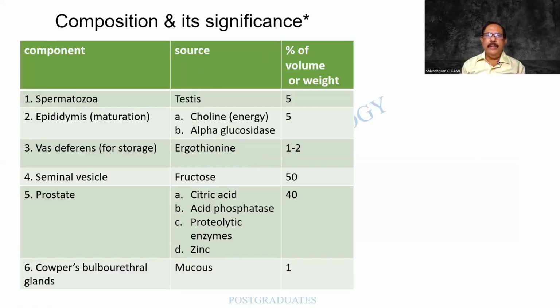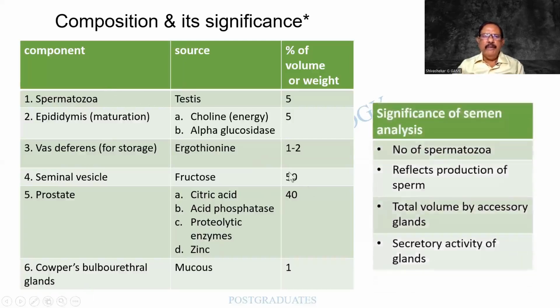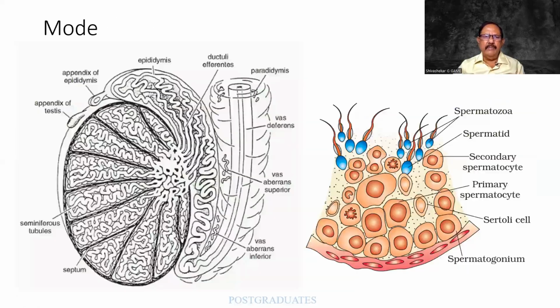This is a very important chart that you will have to write in the exam. You find that there is a component, the source, and then the volume or weight. The bulk of it comes from the seminal vesicle or the prostate, 90%. So this is important for the bulk of it and indicates an obstruction also. The others will be the spermatozoa, epididymis, vas deferens, and the Cowper's glands. And for the examination, we will have to concentrate on the number of spermatozoa and their production, as well as the volume by the accessory glands.